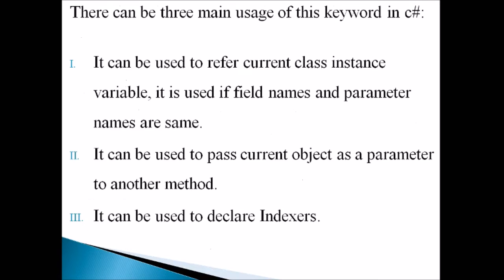The usage of this keyword can be divided into three major parts. That is, there are three major usages of this keyword in C#. In that, the first one is that it can be used to refer to the current class instance variable. It is used if field names and parameter names are the same. Actually, this keyword is used to refer to the current instance variable of the class.